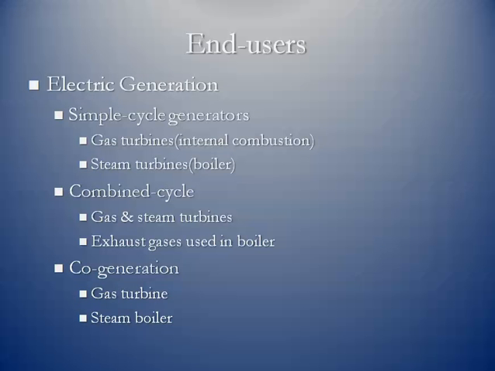Within electric generation, we have different types of generators themselves. A simple cycle generator has gas turbines. These are essentially jet engines. They're internal combustion. They use natural gas as a fuel. And then there's also steam turbines where the natural gas goes into a boiler first and creates steam, and the steam is used to push the turbines. It's not the fuel source, it's literally spinning the turbines.